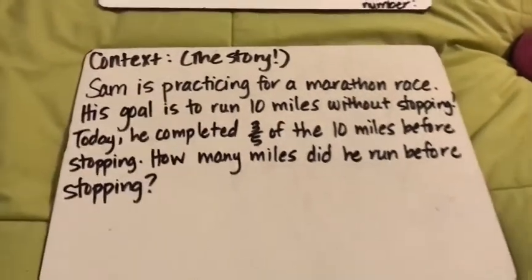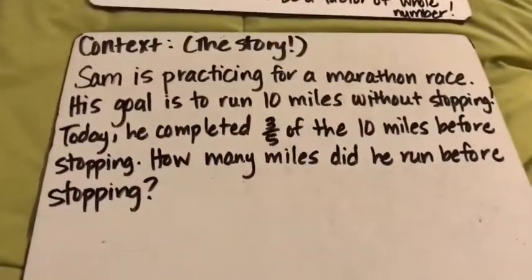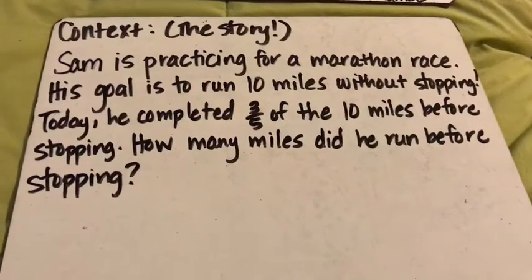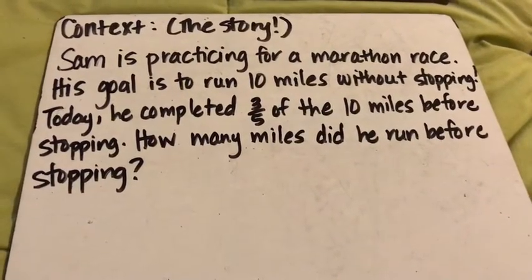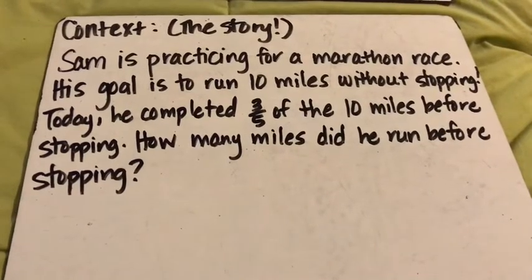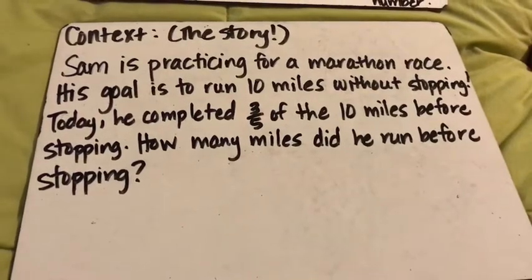So this is a context that would match that problem, 3/5 times 10. It says, Sam is practicing for a marathon race. His goal is to run 10 miles without stopping. Today he completed 3/5 of the 10 miles before stopping. How many miles did he run before stopping?